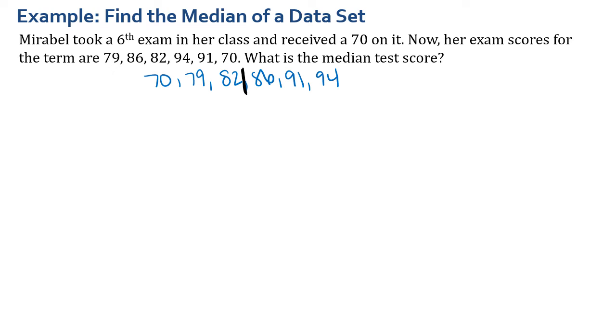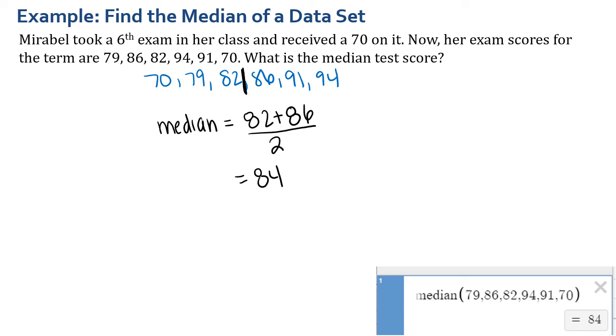So to find that median, we will find the average of those two values. So 82 plus 86 divided by 2, since I have two values that I'm using here, and we get 84. So in this situation, the median is 84. We could have also done this using Desmos or Excel and would also get the same value of 84.